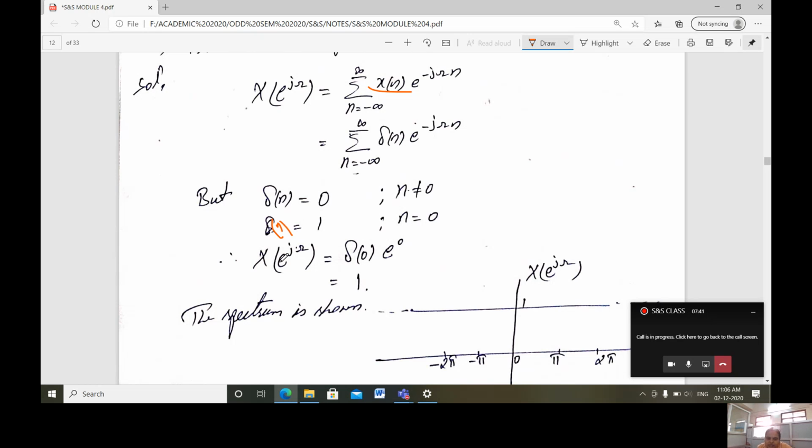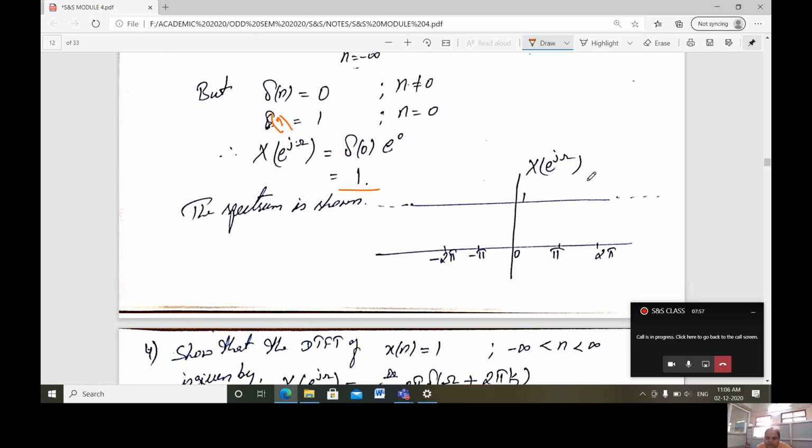Therefore I can write, X of e raised to j omega is going to be equal to delta of 0, and omega should be 0 only, e raised to 0. So that is going to be equal to 1. The spectrum is shown in the figure, where omega is varying from 0 to any of the values. It will be constant, that is it will be 1 only.